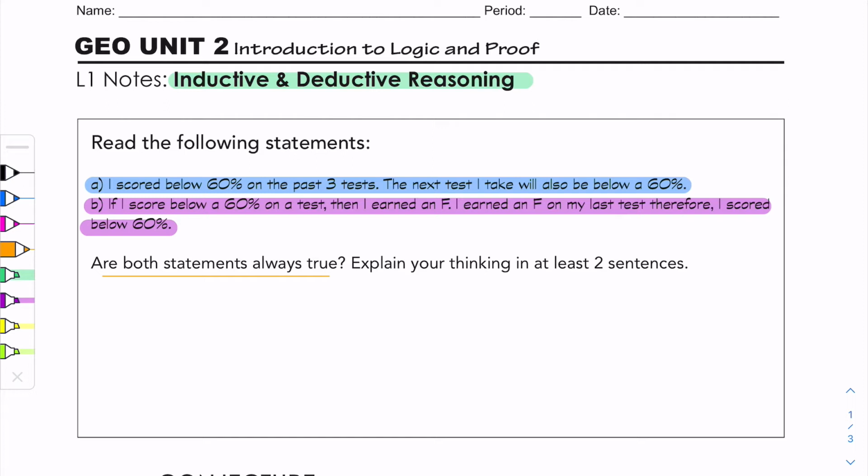So press pause, think about each one individually, so think about Part A and Part B, and what your answer would be.